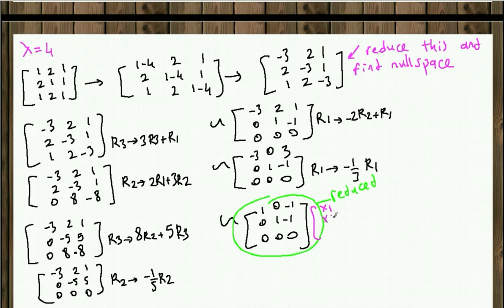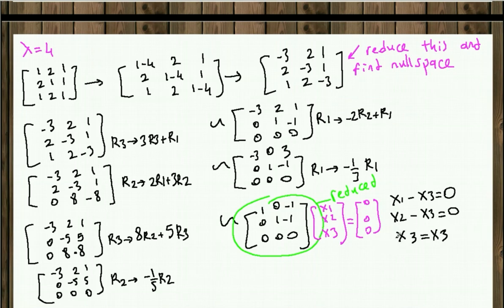Now, x1, x2, x3, we're going to find the null space. From the first row, our equation is 1 times x1 minus 1 times x3 equals 0. And from the second row, we have x2 minus x3 equals 0. And our third row is x3 equals x3 because it's the free variable. x3 is the free variable because there is no pivot here. Now from the first equation, we solve x1 as negative x3. From this equation, we solve x2 as positive x3 because we add x3 to both sides. And again, x3 equals x3.